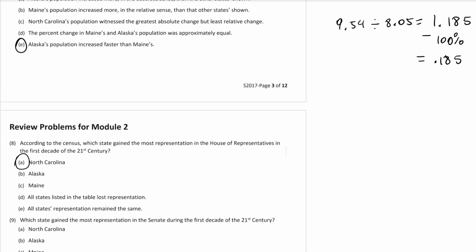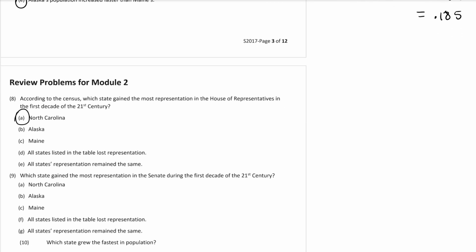And then question number 9, which state gets the most representation in the Senate? So for the Senate, it does not really matter which state has what representation. All states have 2 senators per state. No more, no less. It doesn't matter how big the state is. All right.